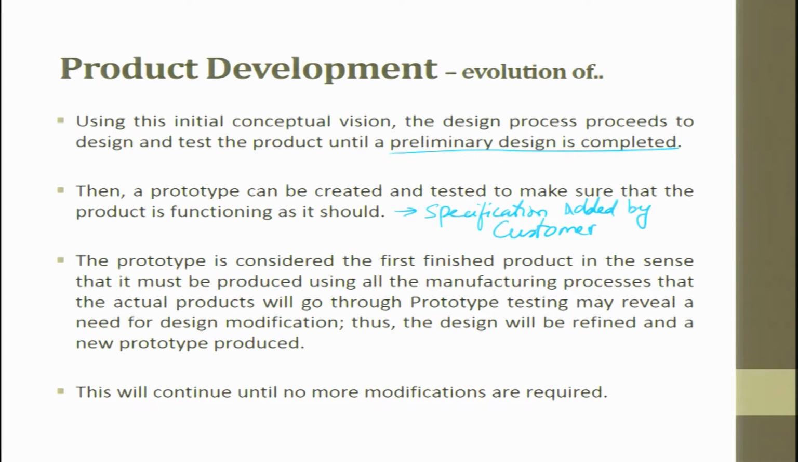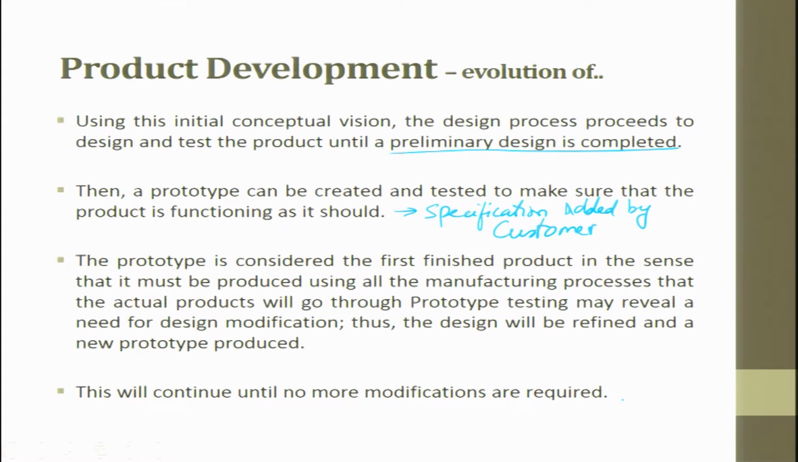So, recently I was talking to an entrepreneur who was making a product. He said he has made 80 prototypes to go to a final specification, and today his product is very successful in the market. So, he had to make 80 prototypes. Each prototype has a variation from the previous one. This will continue until no more modifications are required. Several prototypes will be made. So, he said he has made 80.